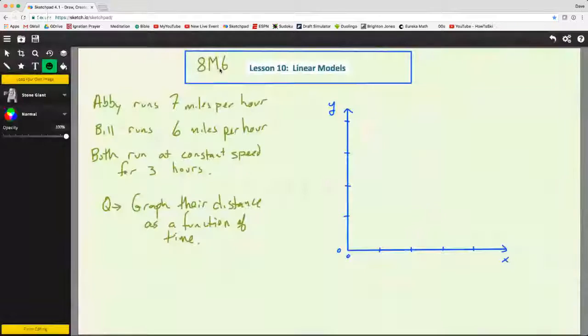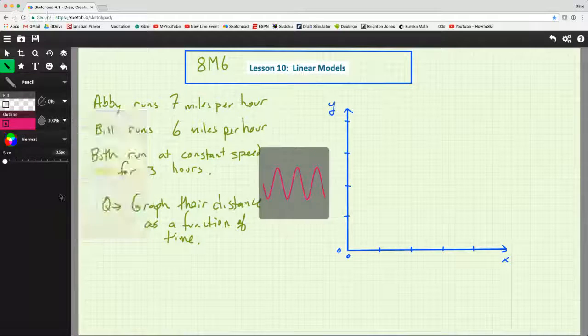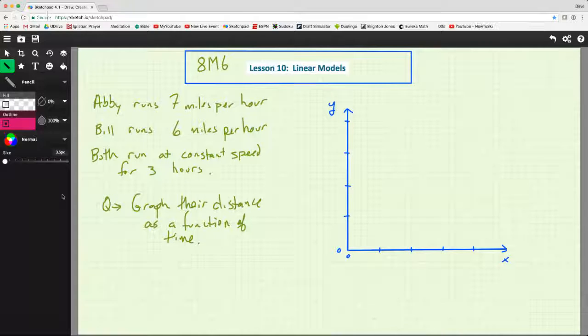So this is actually an example that's maybe even a little bit simpler, but we're going to do it because it's kind of like one of your homework questions today. So Abby runs 7 miles per hour. Bill runs 6 miles per hour, and they run for 3 hours. They both run at a constant speed, which is almost impossible, but let's just say that they do it for the sake of the model.